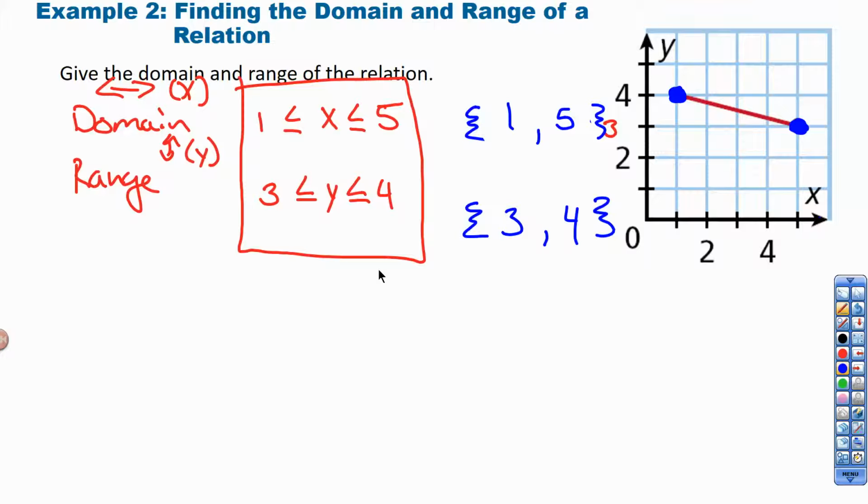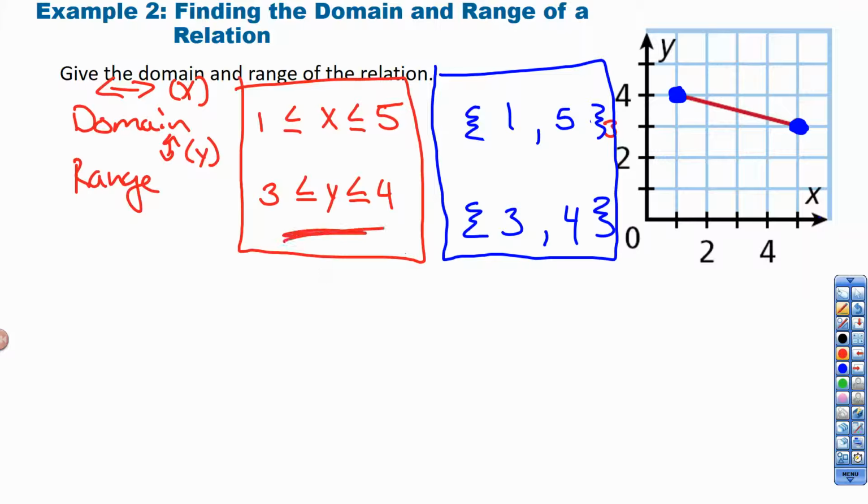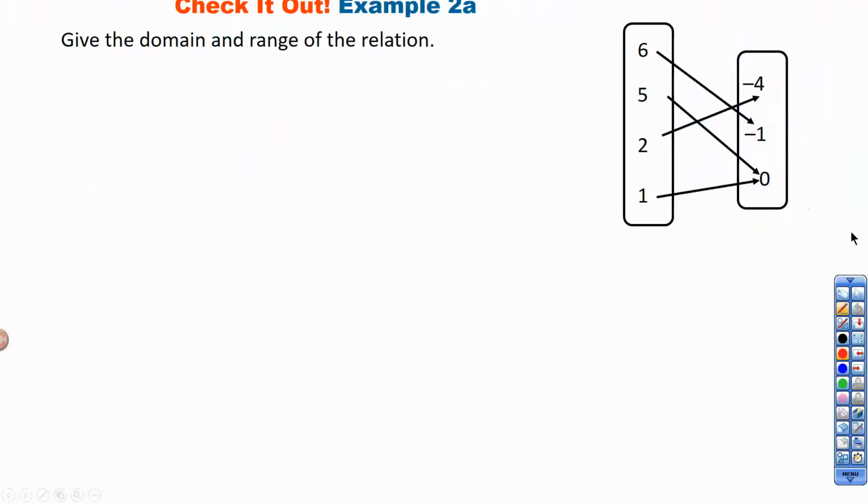If you have a graph that is only points, then this is how you're going to do your domain and range. You'll put it inside of a set. But if you have a line, you want to do it like the red that we did here. You want to do it like this over here. Go on to the next one.